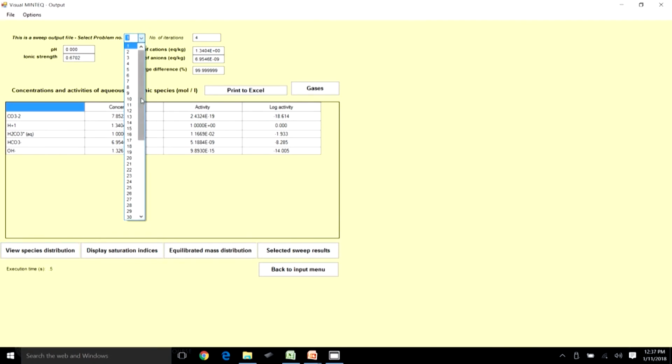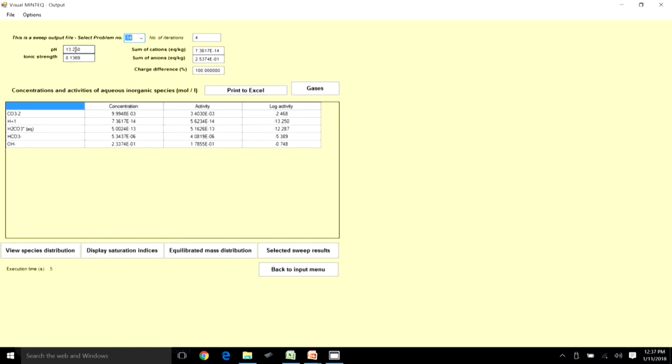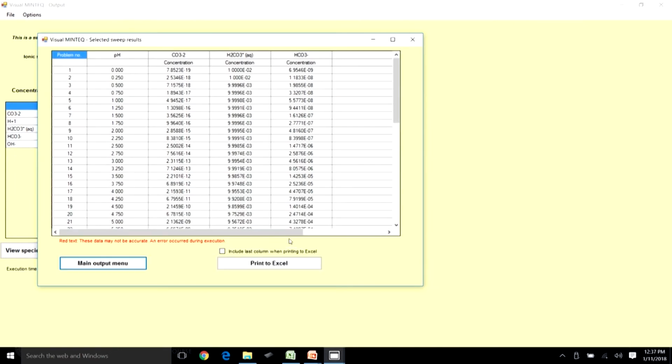Again you can look at the number of iterations up to 54 here, and the initial pH that I wanted was pH 0. Let us see what the final pH was if my calculations were right. It is 13.25, so I should have had 3 more iterations. Anyway, we will look at the selected sweep results here, and now with pH I can clearly see how the concentrations are changing.